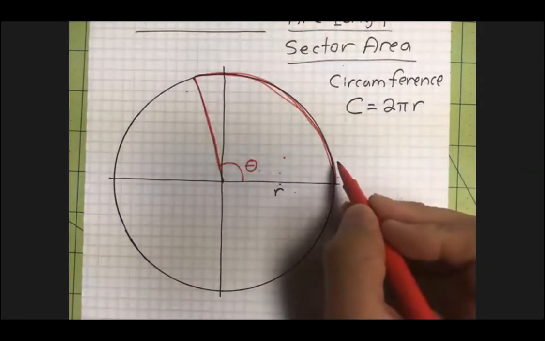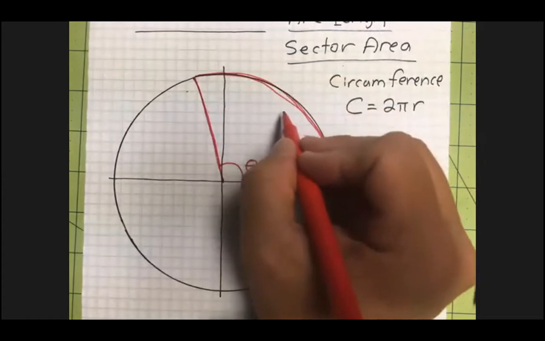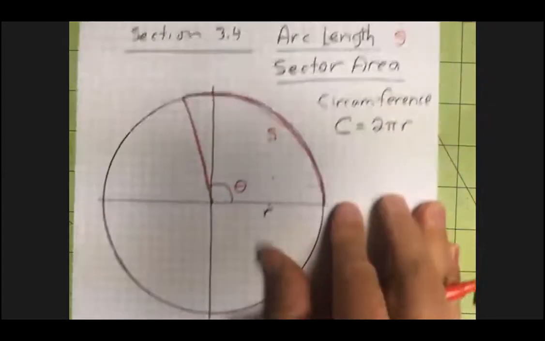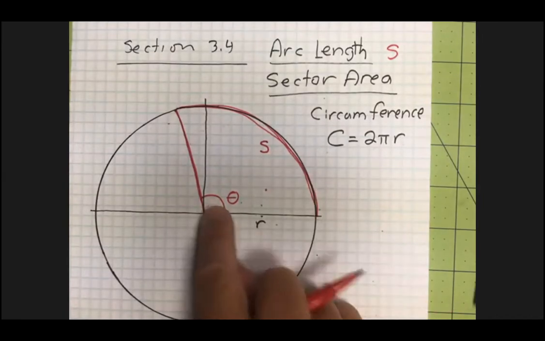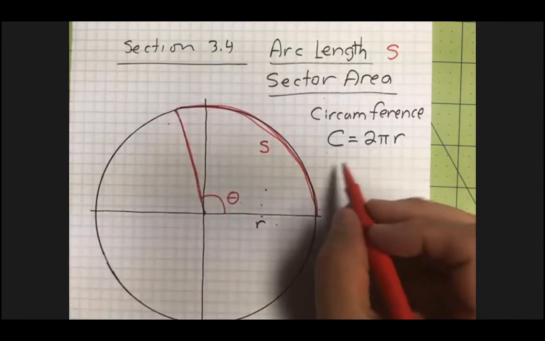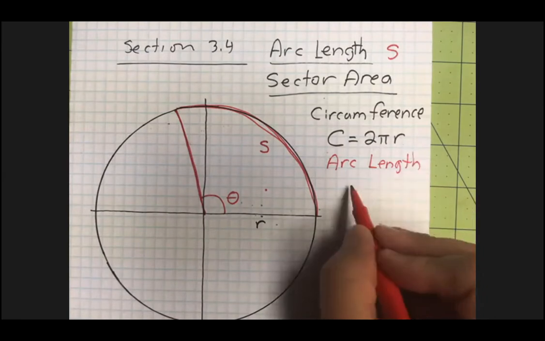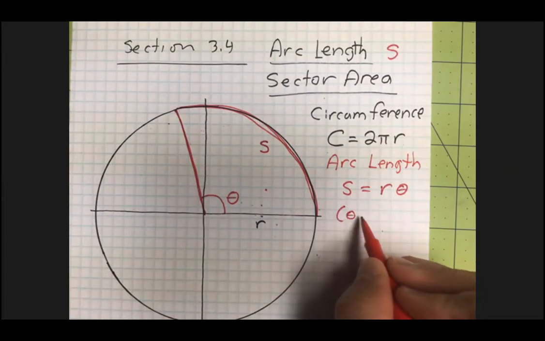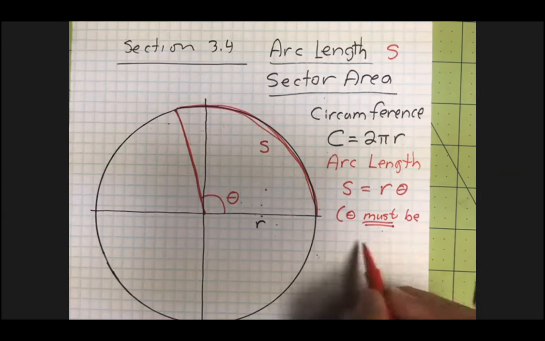It's not the circumference of the circle. It's not even nearly the whole circle, but it is a part of the circle. And there's an easy way to calculate how long it is. This is called arc length. The S is called arc length. And when you have a theta and an R and an arc length, they're related by this formula. S equals R times theta. But when you do this, you cannot talk degrees. When you use this formula, theta must be in radians.